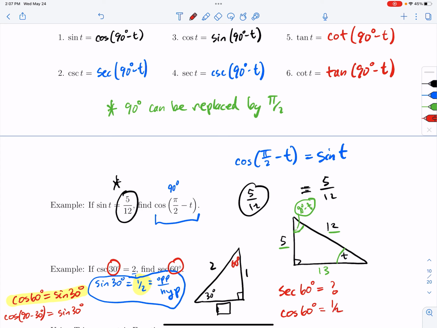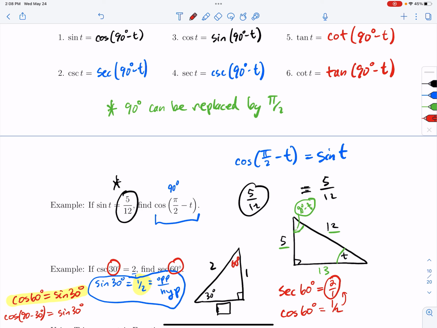That's all good and fine, but I don't actually care about cosine of 60. I really want secant of 60. So I just take the reciprocal of what we had down here, and it's going to be 2 over 1, or just 2. So that one's a little more complicated. We're kind of putting everything together here. And that's how we're going to do it.